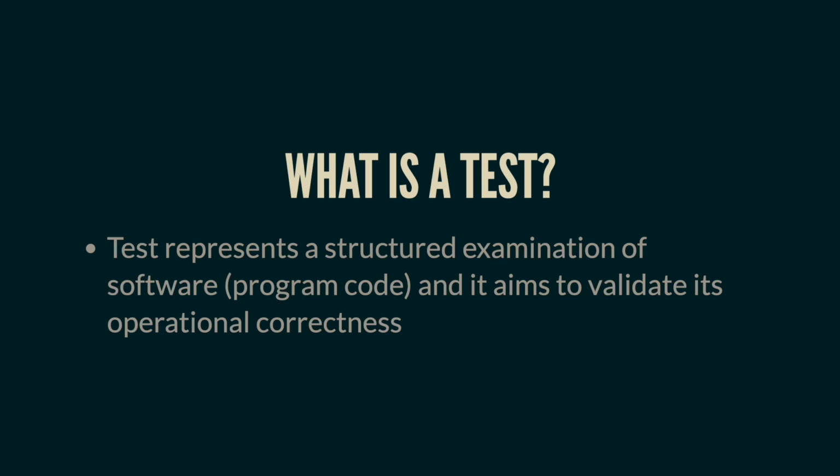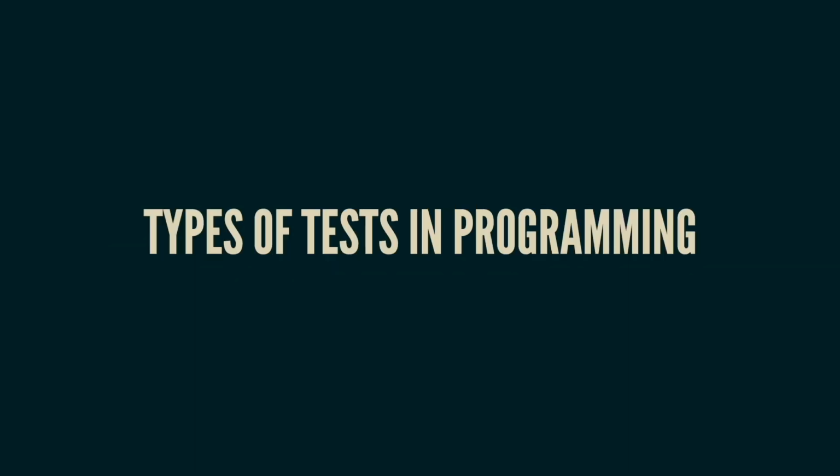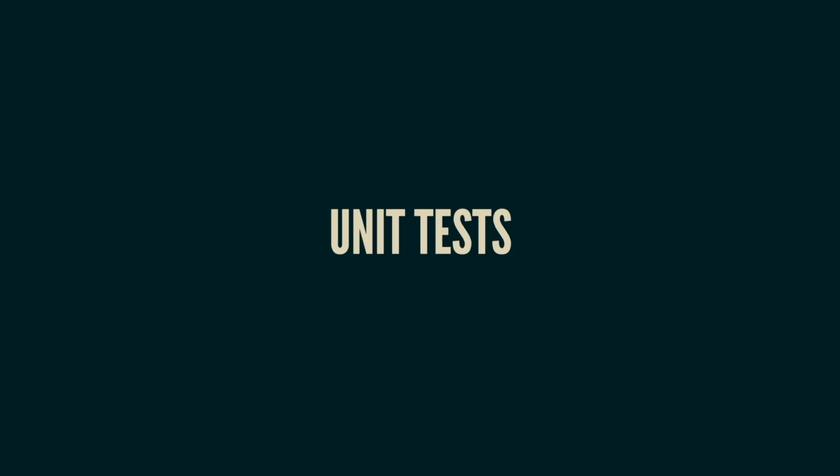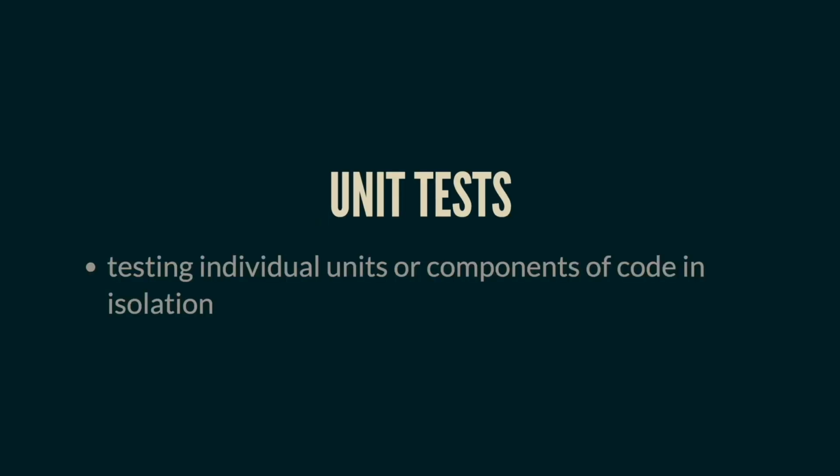To define what a test is more specifically, firstly, we need to know that there are several types of tests in programming. There are three types of tests. First, it's a unit test. This type of test focuses on testing individual units or components of code in isolation. Unit tests validate small sections of code, typically functions or methods, to ensure they produce the expected outputs for given inputs. These tests are fast and provide quick feedback during development.